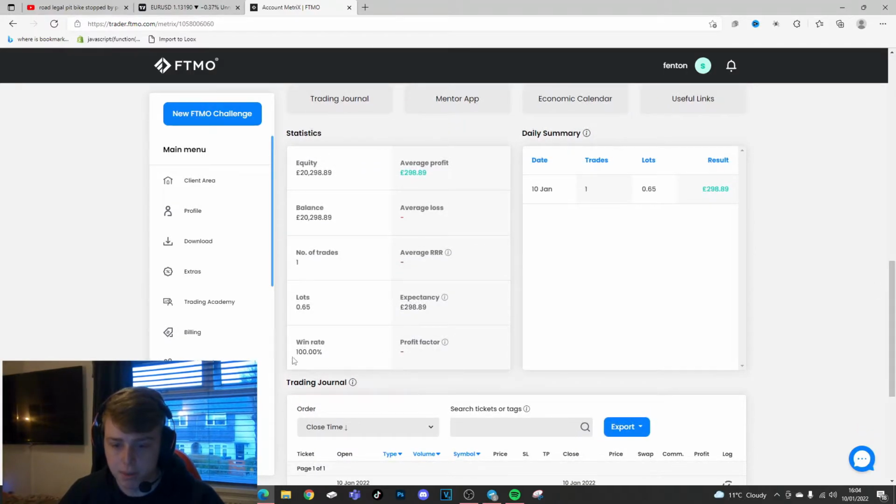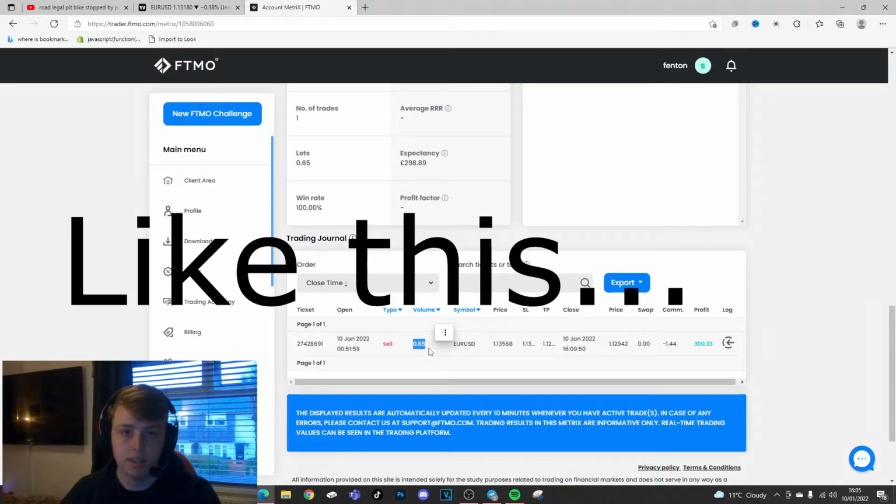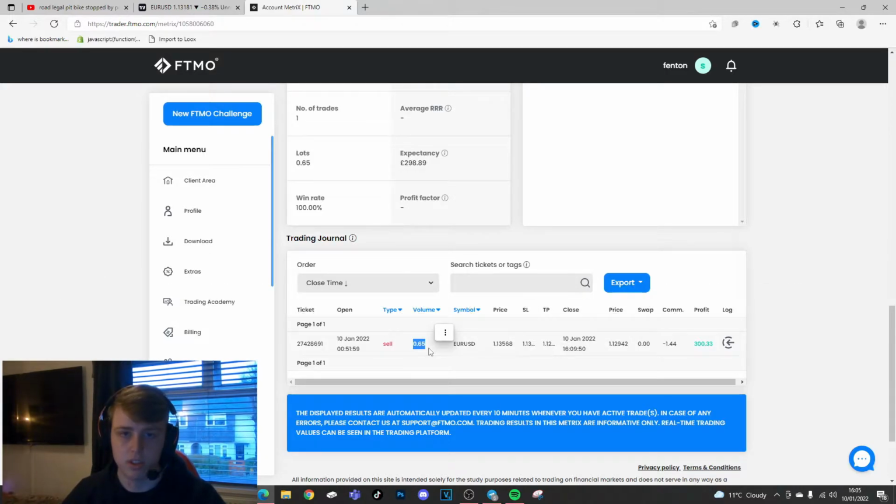But yeah, I mean, 100% win rate, as you can see, because I've taken one trade, closed. So I use 0.65 lots. I don't actually have the app right now, which you can use to work out your lots, but I just use a simple calculation, which is stop loss divided by 1% of the account size equals your lots, basically. So I did 30 pips divided by £200 equals 0.66, but I went for 0.65 because it was just a nicer number.